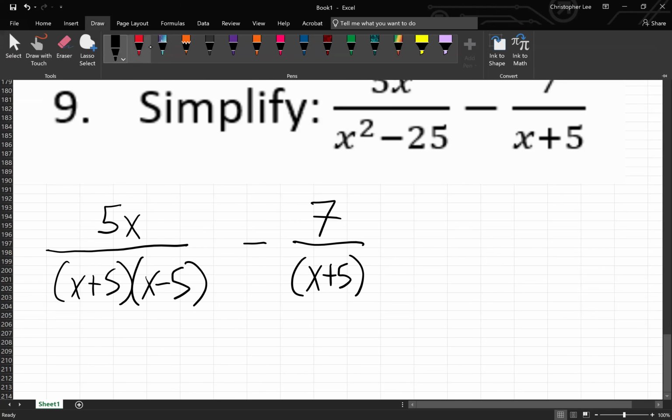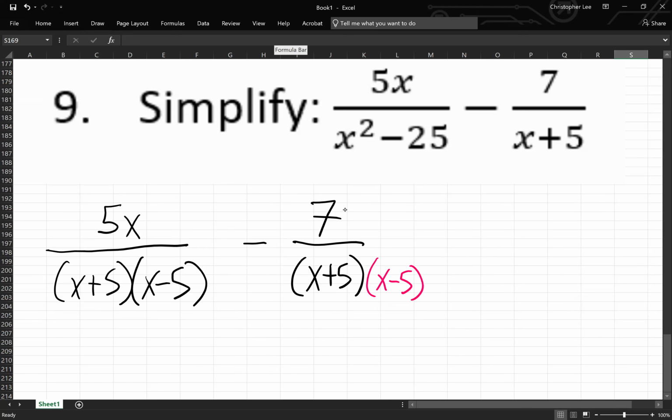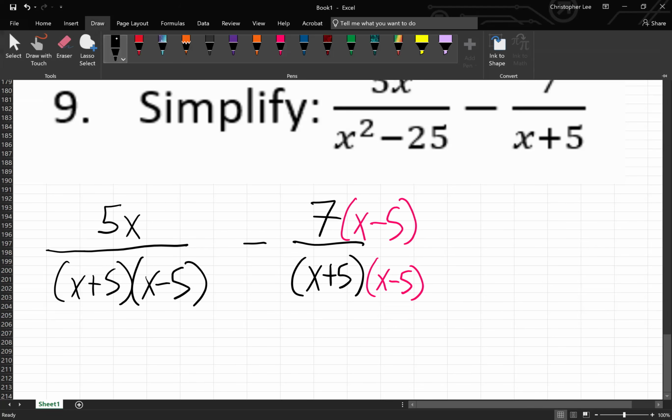But I also have to add it. So what's missing? Minus 8 minus 5. All right, so x minus 5. But what I do to the bottom, I've got to do to the top, right? Now I have to distribute that on top. Very good.